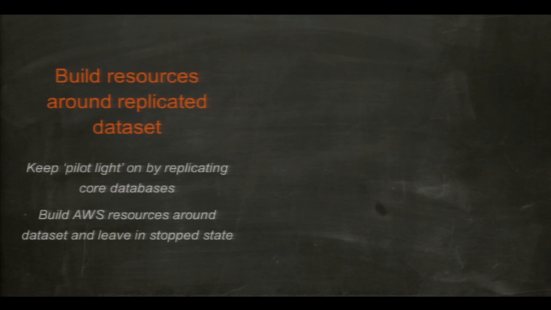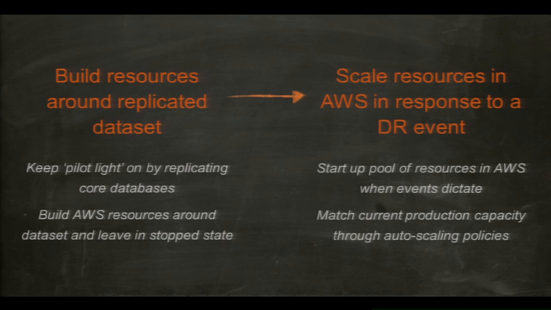A common pattern is to use something called a pilot light pattern. Where we keep alive a core data set and synchronize that into the cloud. And then you build the resources in that cloud data center and keep them in a stopped state. So you're not paying for them. You're only paying for the storage of the volumes that would back them on EBS. And when you're ready, or when some sort of event dictates, or when you want to test your DR, you simply spin that stuff up and match capacity. You put a desired capacity on an auto-scaling group and go from 0 to 20, let's say, and build up the service in that environment.